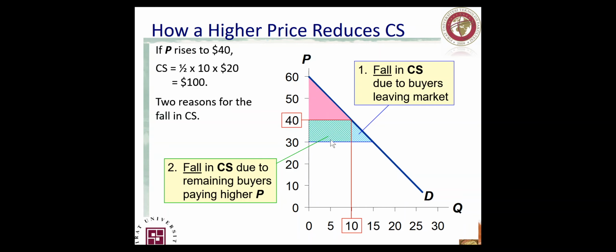So that's the loss or the fall in the total consumer surplus due to buyers paying a higher price. If you want to calculate the fall in total consumer surplus due to buyers leaving the market, we would calculate this triangle. How can we calculate it? The base is 15 minus 10, that's 5. And the height is 40 minus 30, that's 10. So 1 over 2 multiplied by 10 multiplied by 5, that's 25.